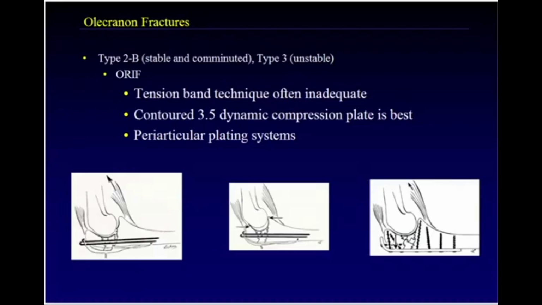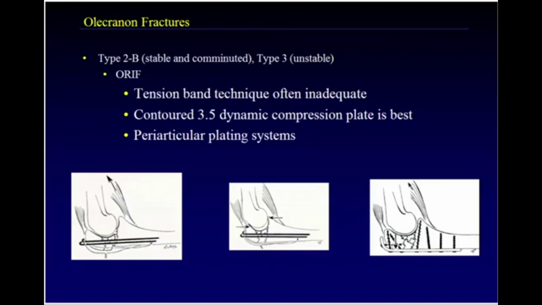Type 2Bs are the ones where you have significant comminution, and you may also have fracture extension distal to the coronoid process. If you have either one of those factors, significant comminution of the proximal ulna or distal fracture extension distal to the coronoid process, those fractures are very unstable and will not do well with conventional tension band techniques. Those are the patients that you need to consider plate fixation of the proximal ulna as the best treatment of choice.